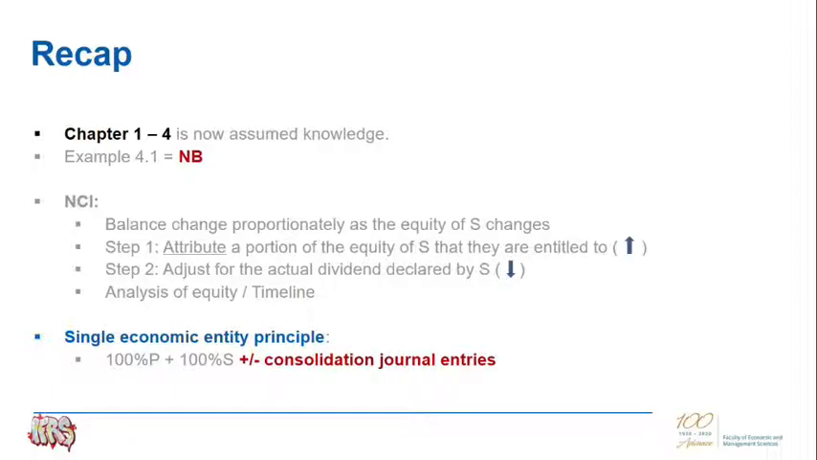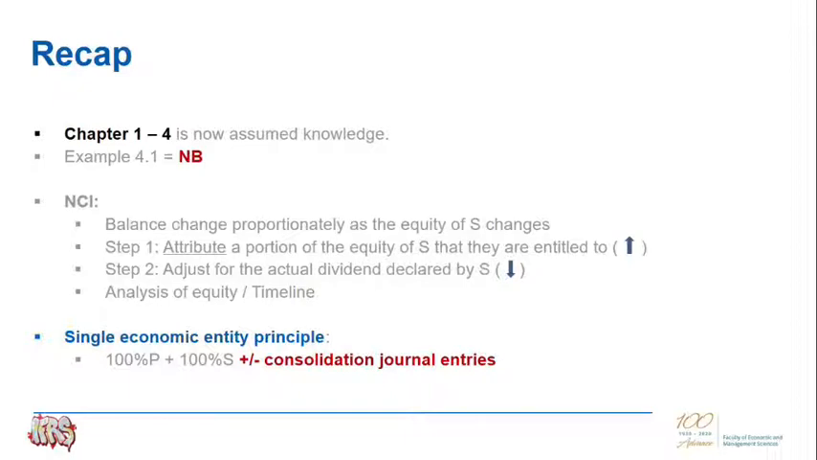Example 4.1 is particularly important because we spend a lot of detailed time on that example, going through the given information, understanding the consolidation journal entries, understanding the NCI journals very specifically, and then identifying how those consolidation journal entries ended up changing the line items in the consolidated financial statements.